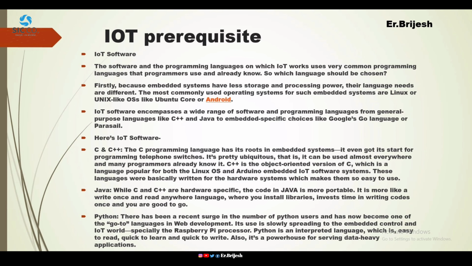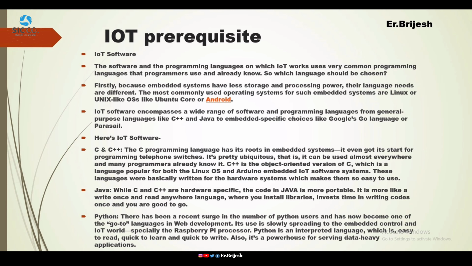C++ is the object oriented version of C, which is popular for both the Linux OS and Arduino embedded IoT software systems. These languages were basically written for hardware systems, which makes them so easy to use. And Java: while C and C++ are hardware specific, the code in Java is more portable. It is more like a write once, run anywhere language where you install your libraries. Invest time in writing code once and you are good to go. So Java is a portable language that survives. In some cases we prefer Java.